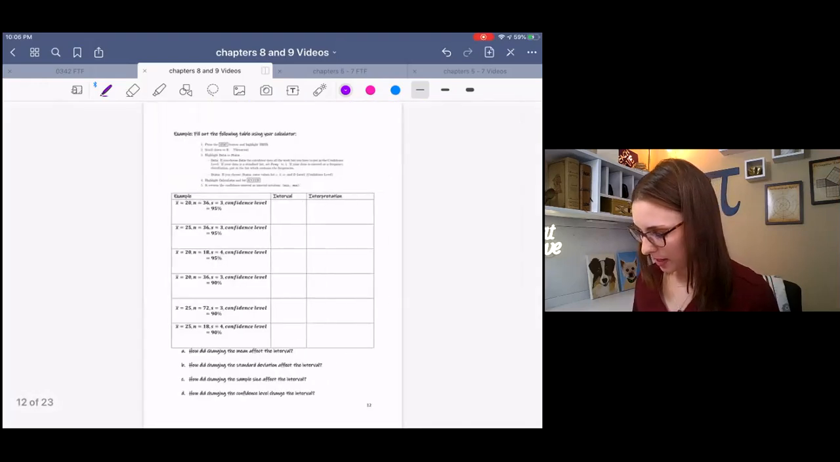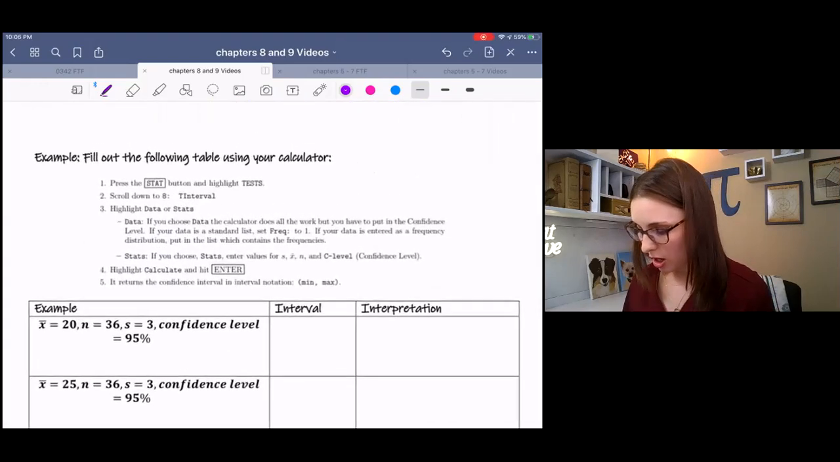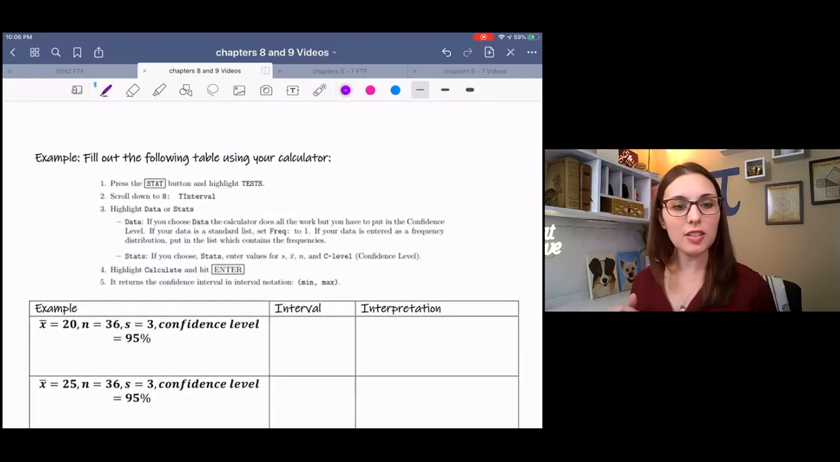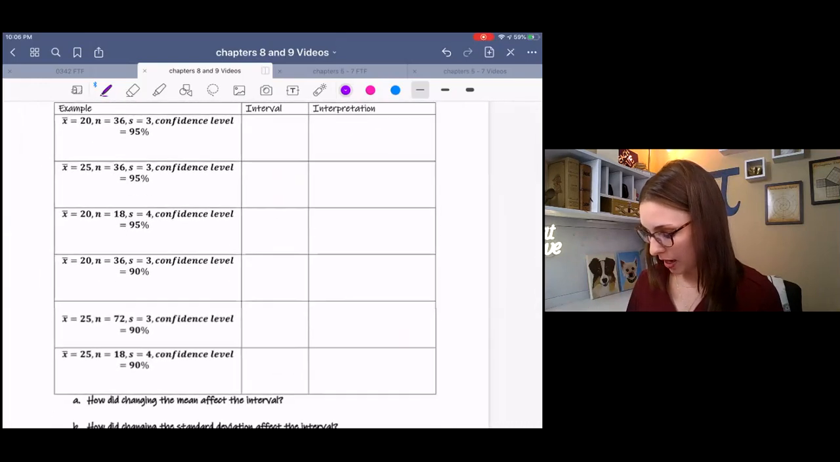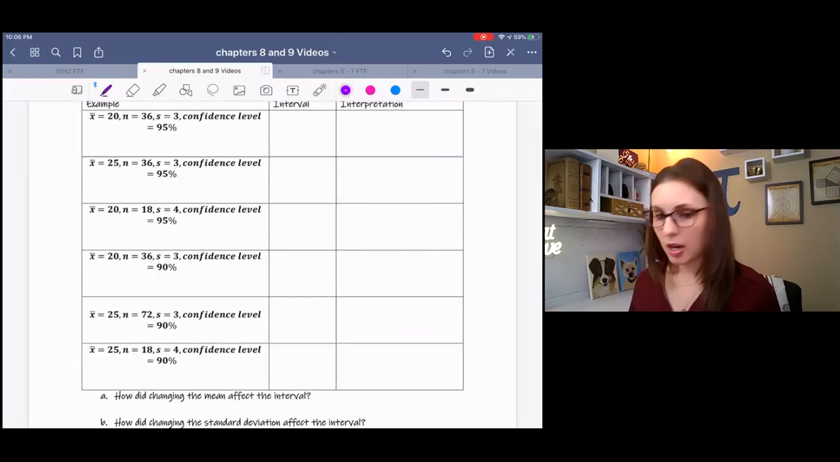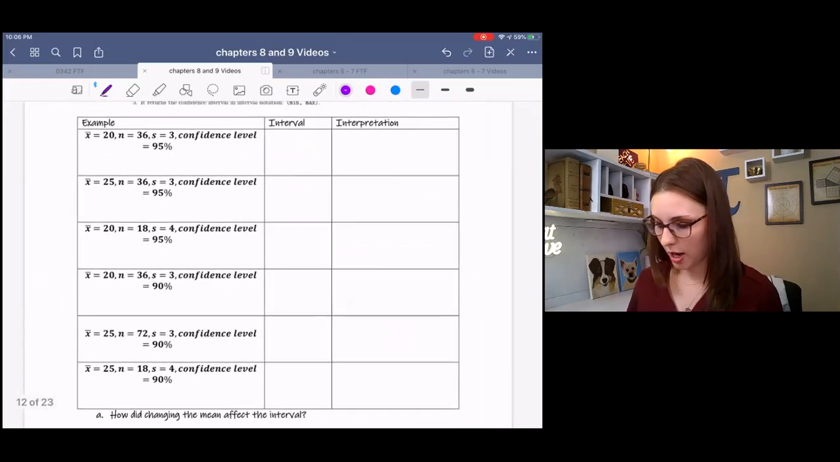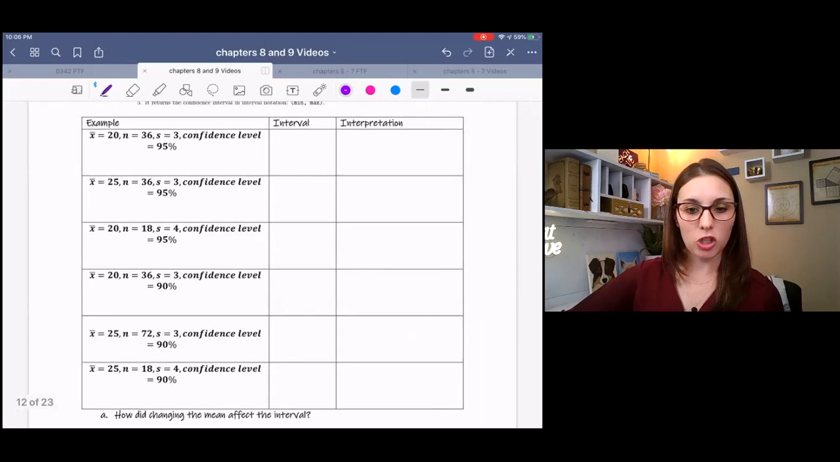Okay, next page. You can do this in your calculator. Obviously, there's the steps. In the last lesson, we used a Z interval. And since this is a T distribution, we're going to use a T interval. And then you'll input all your information. And then I want you to try these. You can do them by hand or with a calculator. And then we're going to make some observations at the bottom when we're done. So go ahead and try it, and then come back and check your work.